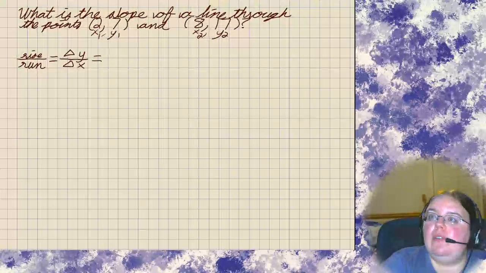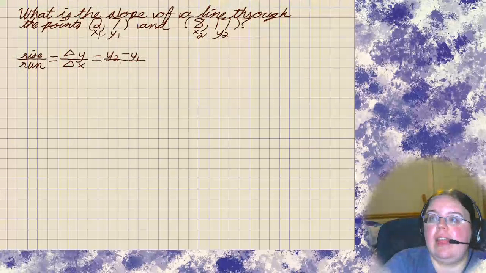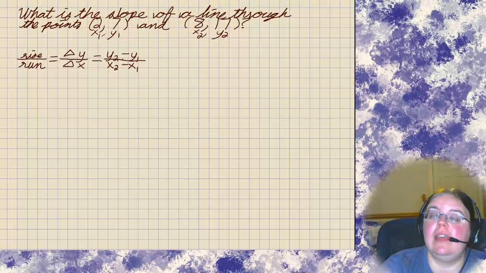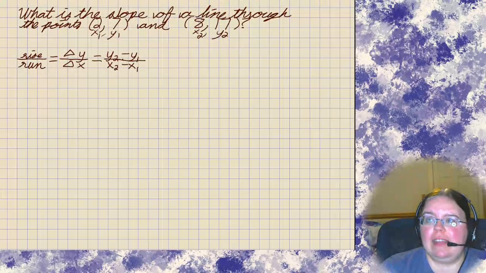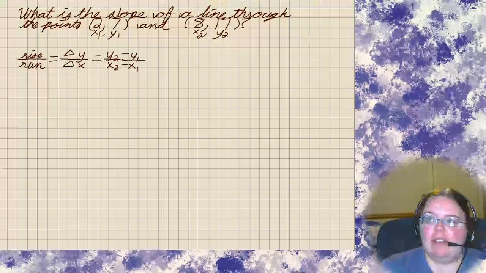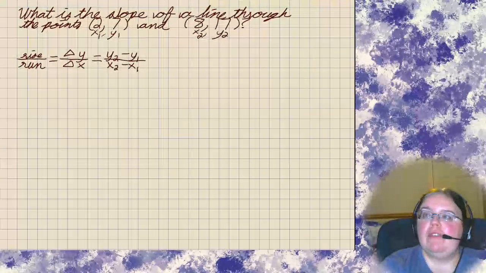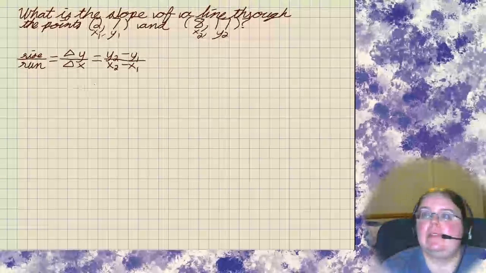So what we'll do is take one of our y values and subtract the other. Usually it's written as y2 minus y1. And we'll subtract the x values in the same order, x2 minus x1. It doesn't actually matter which point gets called which. It doesn't even matter if you put the ones both first or the twos both first, but it is super important to not mix them up.